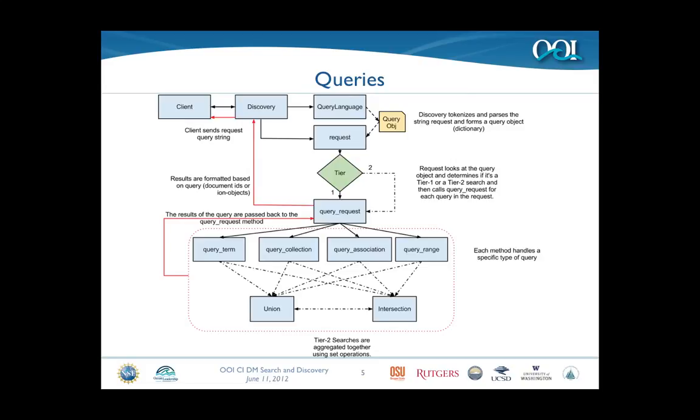Once the tier is determined, the query is then passed to the query request, where it goes to various query methods, each specializing in what type of query it is. And if it's a tier 2, at the very end all of the results are aggregated together using set operations, union and intersection. Then the result is passed back to the client.